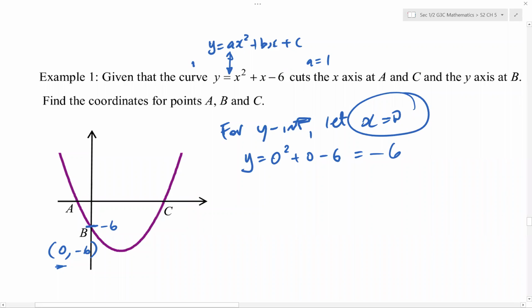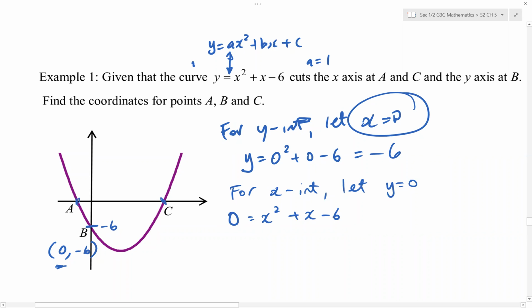Now we need the A and the C values, the x-intercepts. What is this graph called? Y equals 0. In addition to it being known as the x-axis, it has an equation, y equals 0. We have to let y be equal to 0. So to find the x-intercept, let y be equal to 0. When that happens, we end up with 0 equals x squared plus x minus 6.